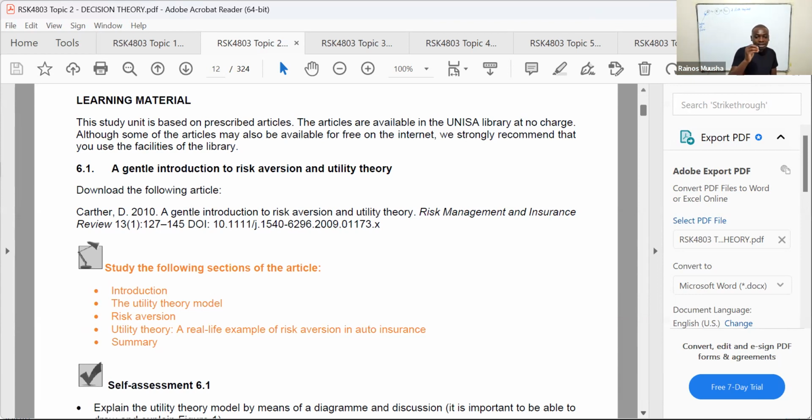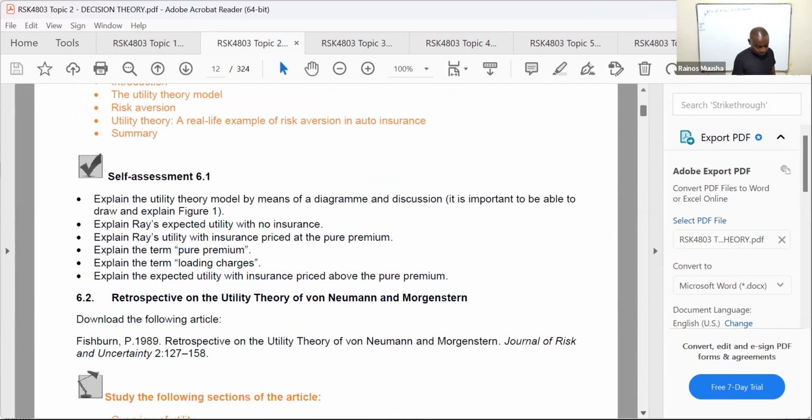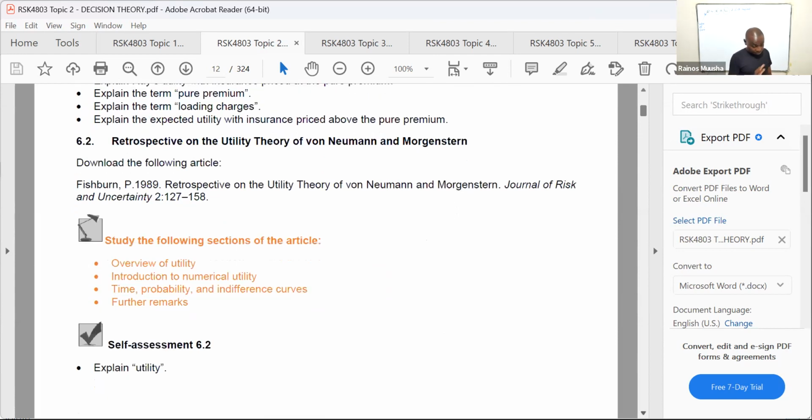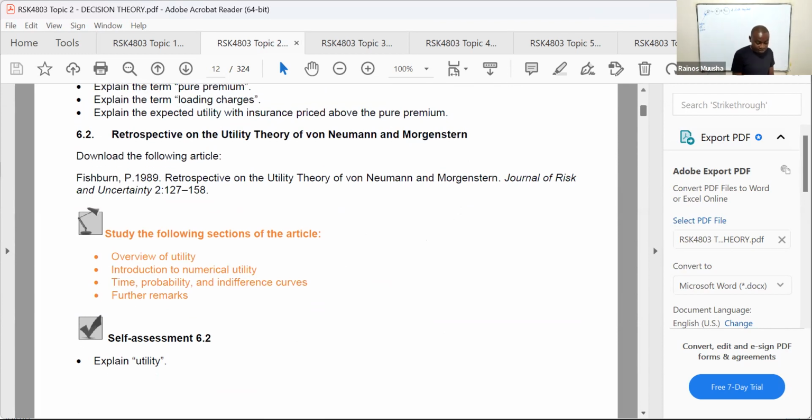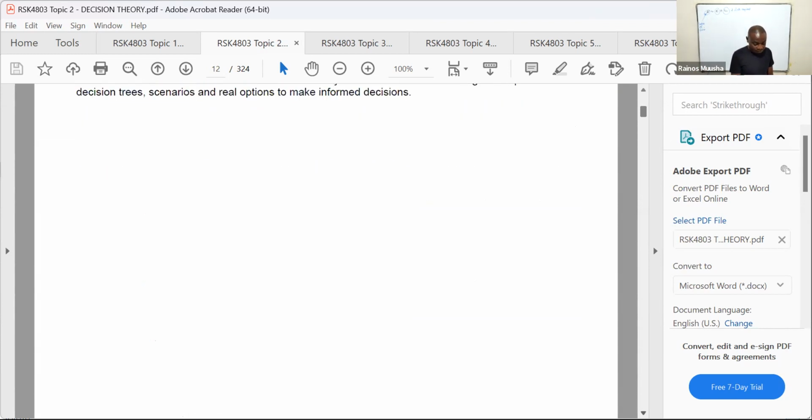So the utility that they get from being insured should be higher than the utility that they derive from being what? Uninsured. The moment it's like that, basically means that a client is going to be more inclined to get an insurance cover from a risk management perspective than not being insured. So you see that units 6.1 and 6.2, that's basically the main message that they're trying to bring forth there.